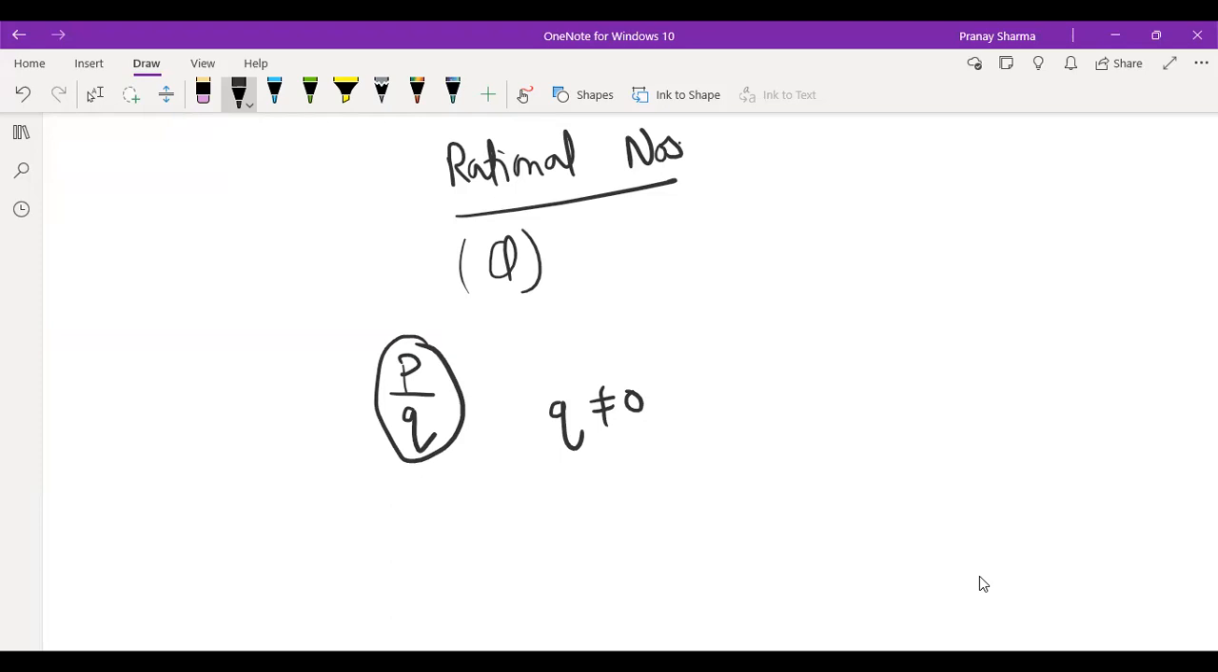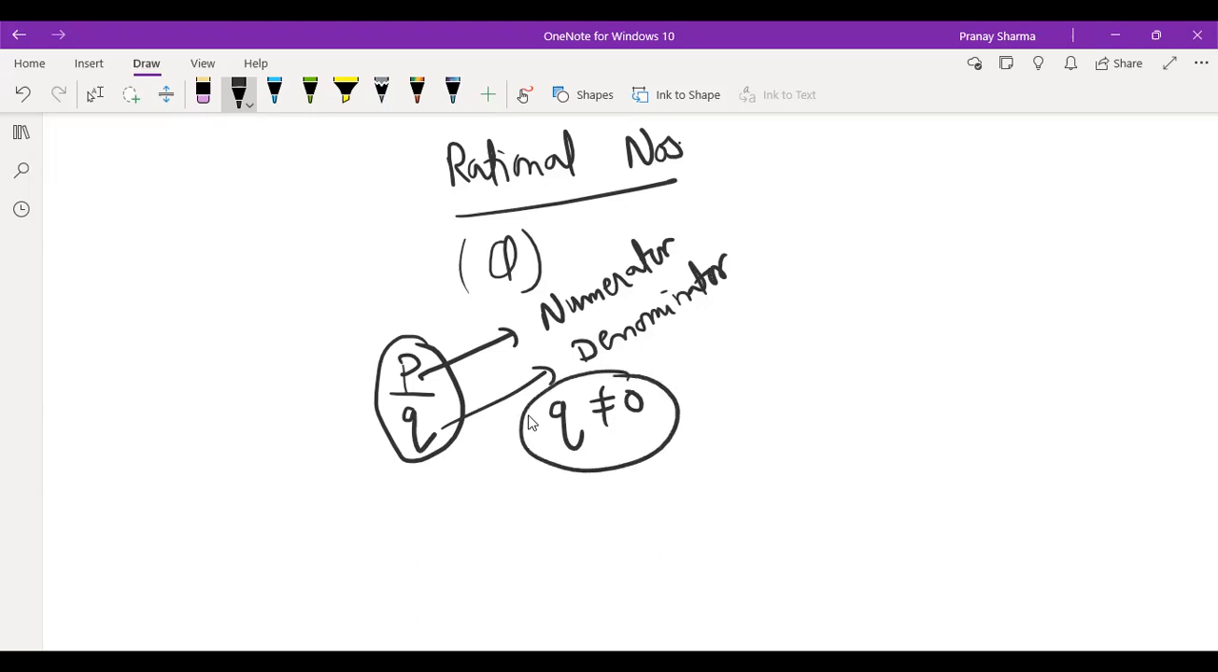If something is given to you in this format, the numerator can be 0. This is the numerator, and this is the denominator. Denominator cannot be 0. If that is the case, then the number is not defined. I'll give you a separate short video on why the number is not defined. So denominator cannot be 0.